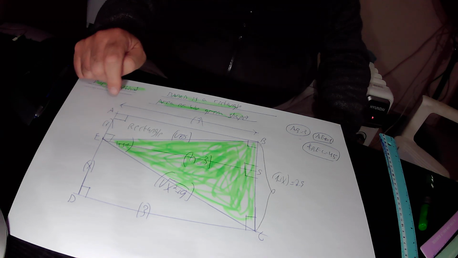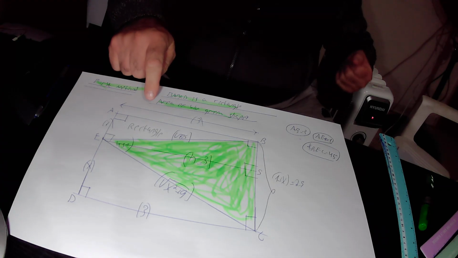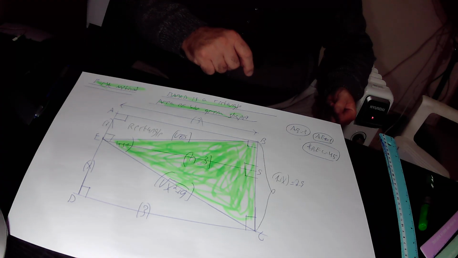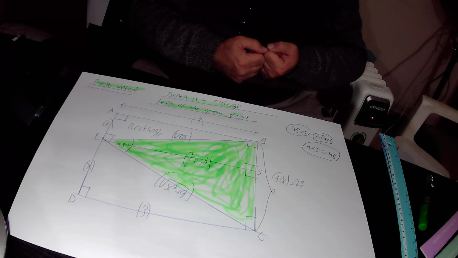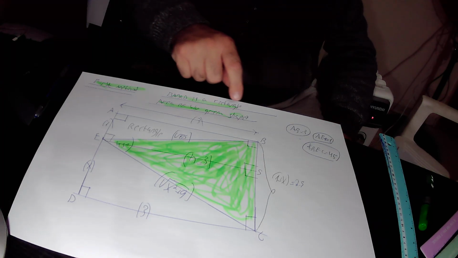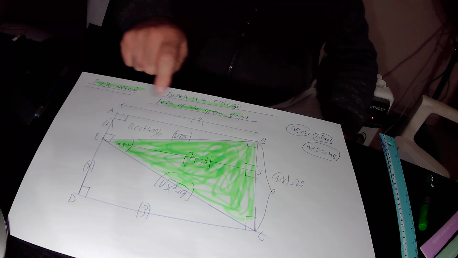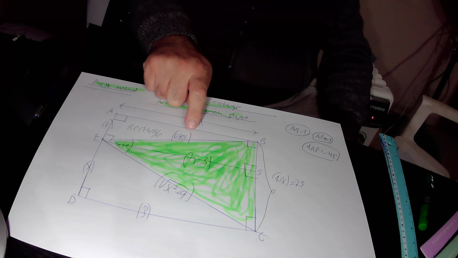So in quadrilateral ABSE we have 4 right angles, therefore ABSE is a rectangle. We also know that the opposite sides of a rectangle are equal to each other. So in rectangle ABSE, side AB must be equal to the opposite side SE. But AB is 3, therefore the opposite side SE is also 3.